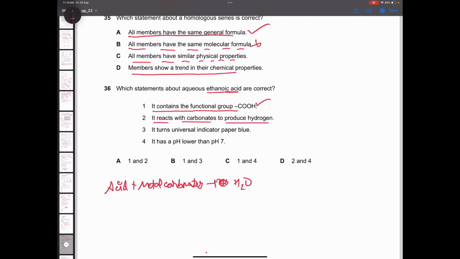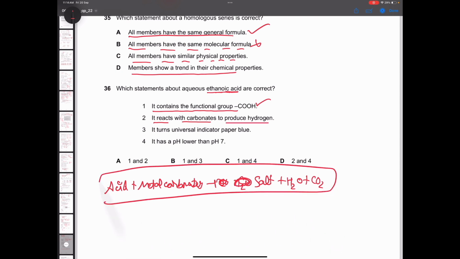When acid reacts with metal carbonate, you get the salt plus H2O and CO2. This is the general equation that we study in acids, bases and salts. Whenever an acid reacts with metal carbonate, it forms salt, H2O, and CO2. All right. It turns universal indicator paper blue. Is it a base? No, it's an acid. Incorrect. It has a pH lower than 7. This is correct. So currently we have figured out that statements 1 and 4 are correct. So option C will be the correct one.